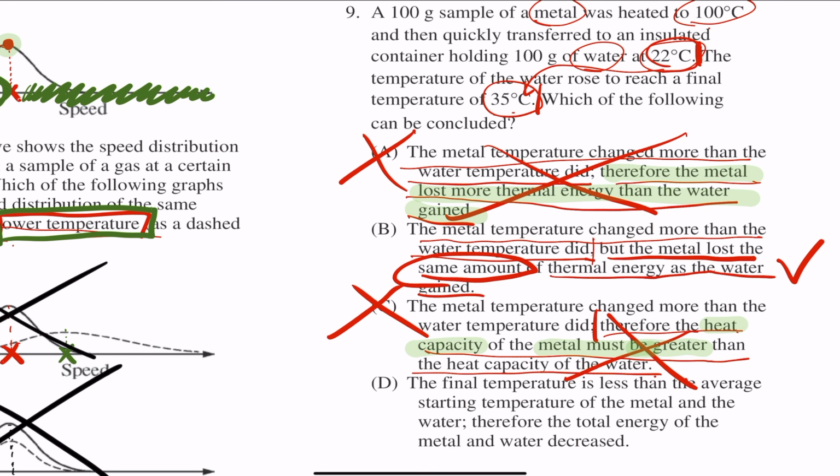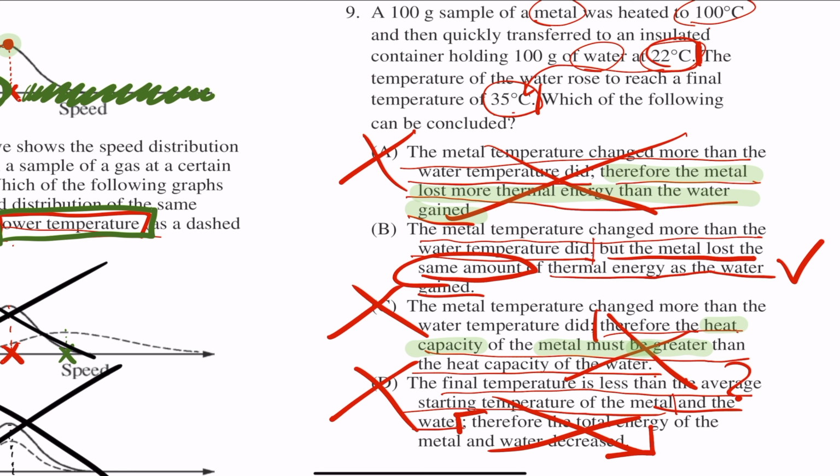Now, finally, choice D: the final temperature is less than the average starting temperature of the metal. Yeah, probably, because it lost some heat. And the water, I don't know. Therefore, the total energy of the metal and water decreases. See, that second part right here is absolutely wrong. Once again, for the same reason as the other one, it says the total energy decreases. No, that doesn't happen. Law of conservation of energy: energy is neither created nor destroyed. So it doesn't go anywhere. The total energy stays the same. It just went from one guy to another, but the total energy must be the same. So that's why D's wrong.